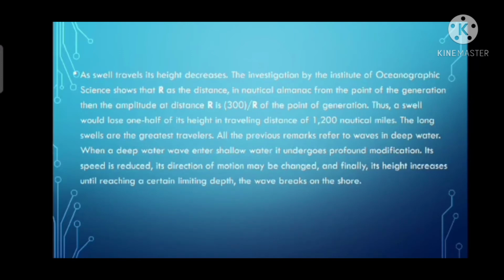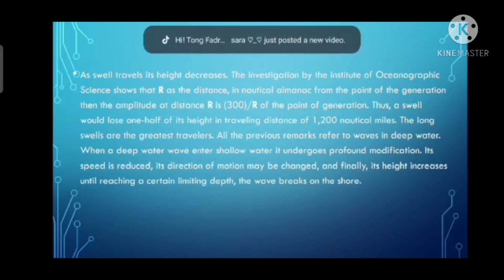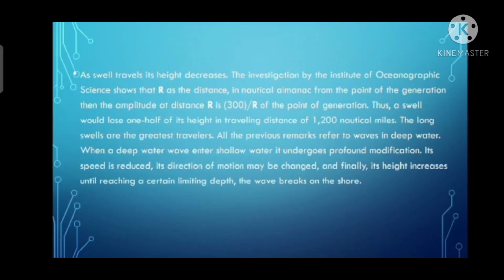So, base daw po sa investigasyon ng Oceanographic Science, makita daw po dito na yung R, yung tumatayong distansya sa nautical almanac. Yung R ay is equals to 300. Thus, a swell would lose one half of its length in traveling distance of 1,200 nautical miles. Ito daw pong swell, nababawasan yung height niya ng kalahati kada 1,200 nautical miles na nilalakbay nito.